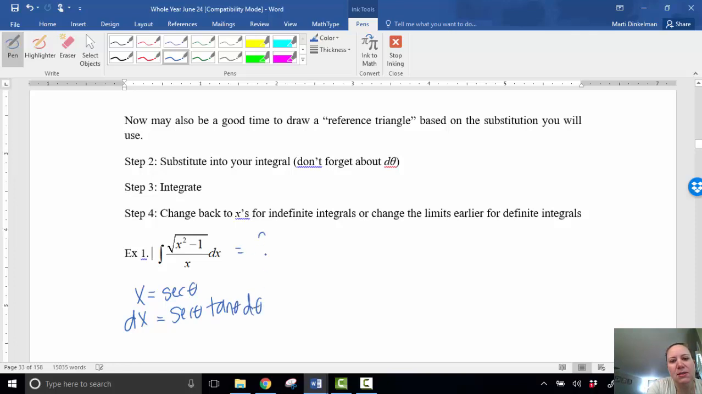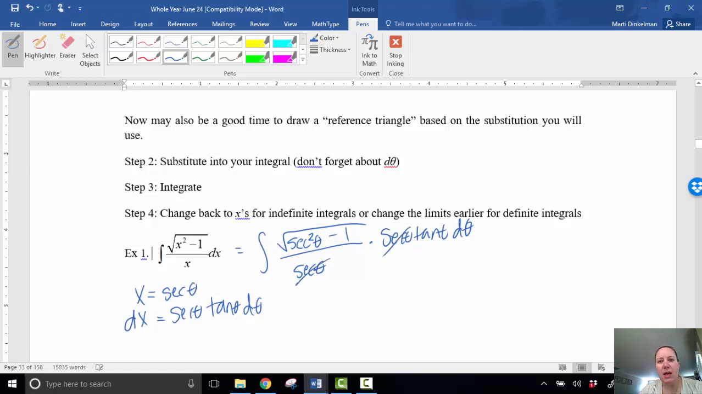So let's start to replace the pieces in here. So we're going to have the square root of secant squared, because we have x squared there, minus 1. And then we have another secant down here just because it happens to be hanging out there. And then we have a secant theta, tangent theta, d theta. So we can see here already that the secant thetas cancel.